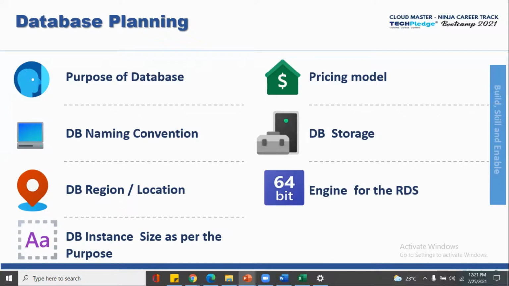Here also database storage will be there. As you know, it's a database, so it will have different storages, and the RDS engines. There are six different types of engines for RDS: Amazon Aurora, MySQL, MariaDB, Oracle, Microsoft SQL Server, and PostgreSQL. This is how database planning is done.